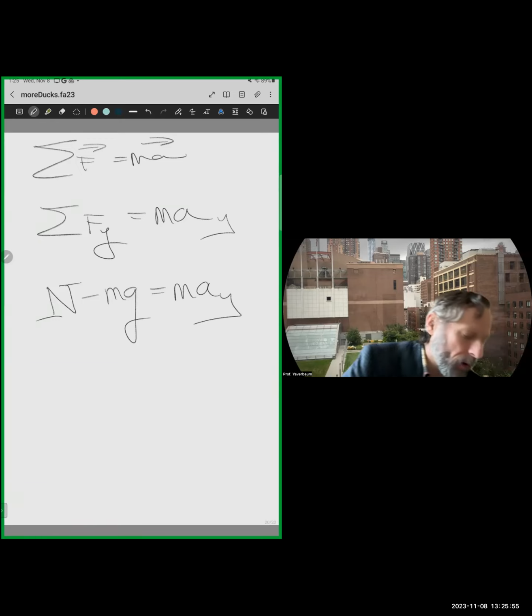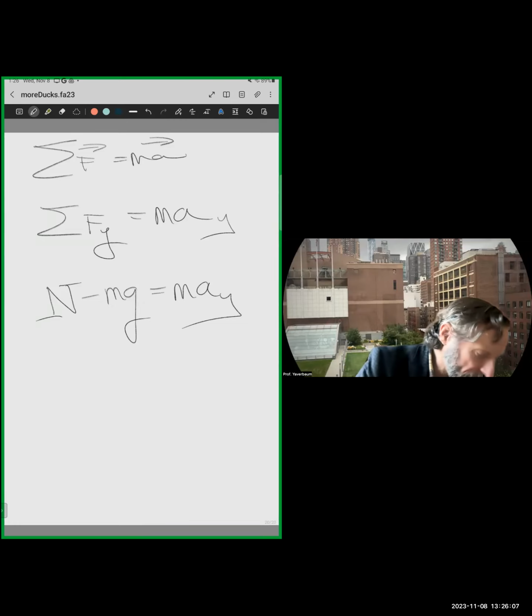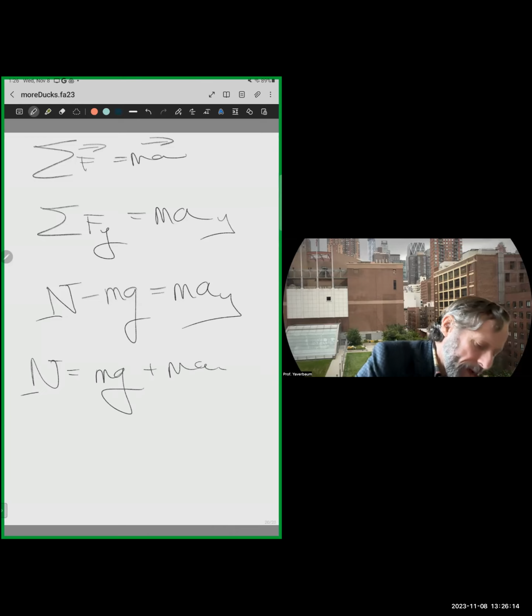equals MAY, right? And here we were told, just like before in the other problem, we knew the acceleration, we plugged it in to get the normal force. Same thing here, only here it happens that the A is not 0. So we literally say N equals mg plus MAY.